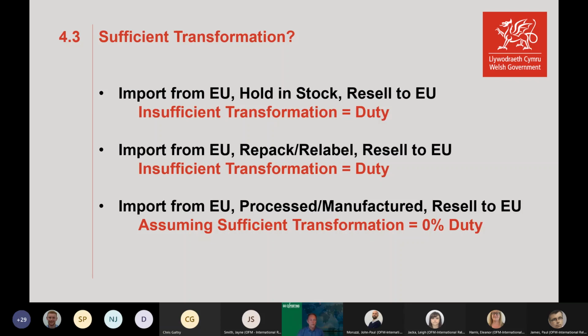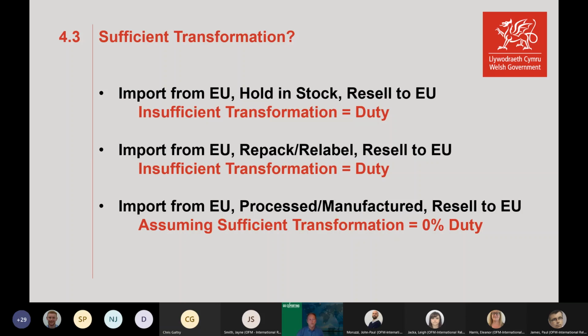What about if you import from the EU and then you repack or you relabel the product and then resell to the EU? Well, again, that's insufficient transformation, so duty would apply. There are certain processes which are classed as non-sufficient, or they're not enough to actually change the origin of your product, and there is a list of those in the TCA as well, so you know which processes are not allowed or don't count towards sufficient transformation.